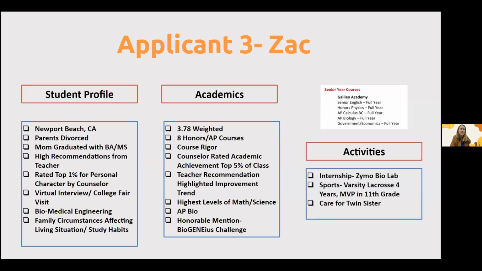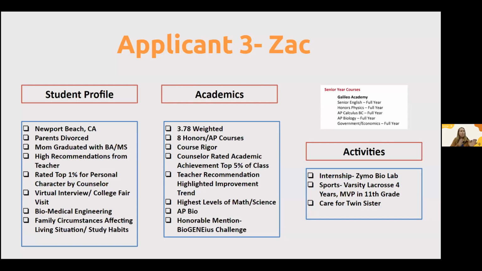And then some of their activities. So this student listed that they participated in an internship for 2 summers at a bio research lab. They also were a varsity lacrosse member for 4 years, and they received the MVP in 11th grade. And then they did talk about their twin sister who has a medical disability that they had to help care for over their high school career since their parents were busy and working and things like that. So they were basically a primary caretaker for their sister a lot of the time. So helping with general homework and cooking and things like that.